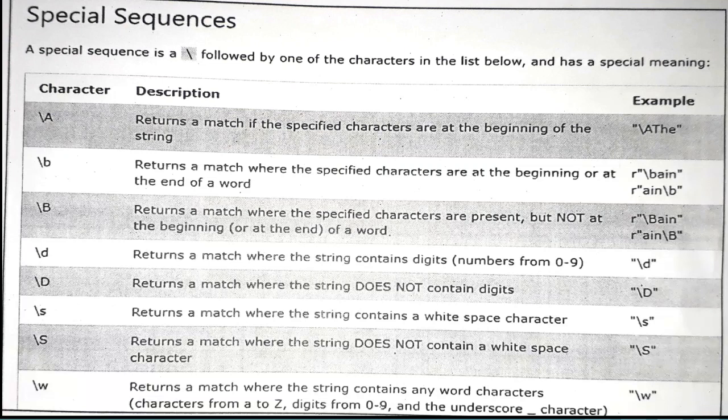Next we are having \s. \s means a space character, a white space, that is blank spaces. So \s returns a match where the string contains a white space character. If you want to search for blank spaces in a string, then we can make use of \s. So if any particular sentence contains a blank space, then \s will return the answer as a match.